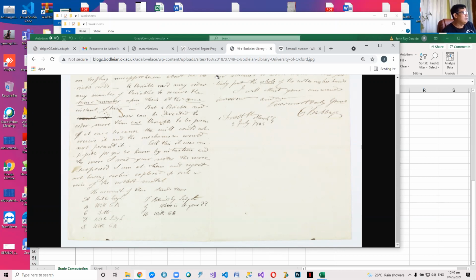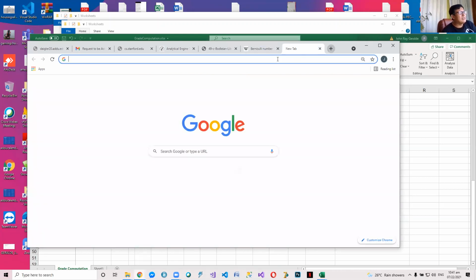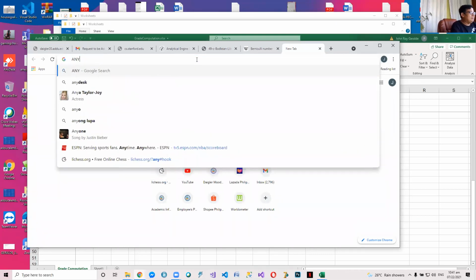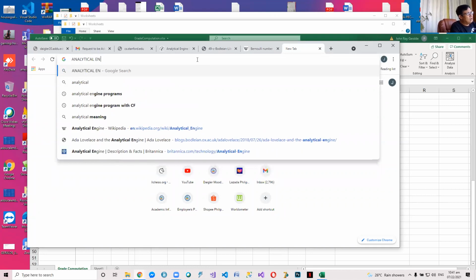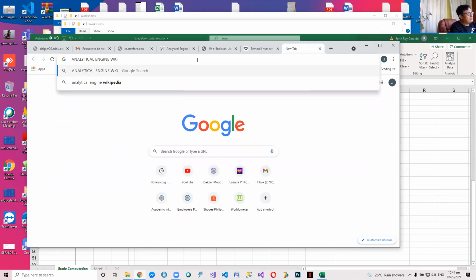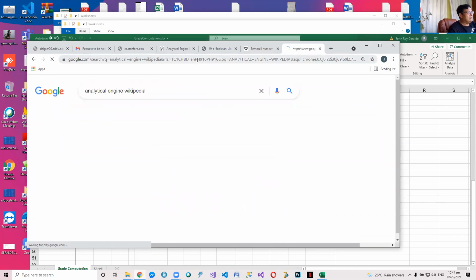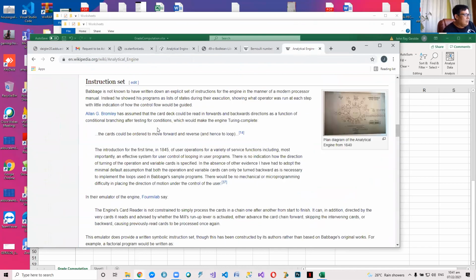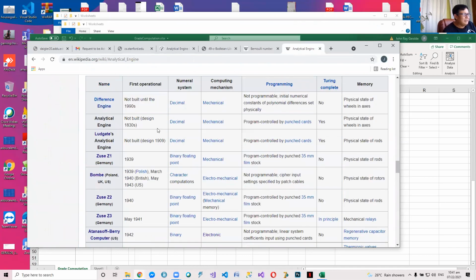Now, let's look at Wikipedia on the descendants of the analytical engine. What followed the analytical engine? It's on our site. So the difference engine was invented in 1832, but not built until the 1990s. And then the analytical engine is 1837.